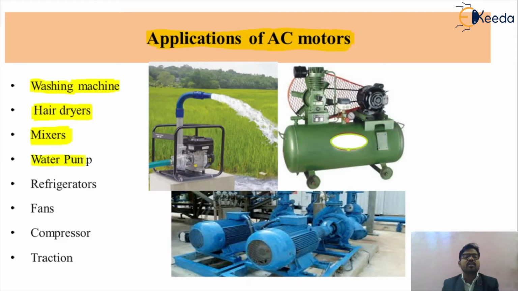Similarly, we use AC motors in the water pump. As shown in the figure, friends, this is the diagram of a water pump which is used on a farm. For that, we prefer AC motors on the farm. Then similarly, we can use different types of AC motors in refrigeration, in the refrigerator. So this is another application of your AC motor.